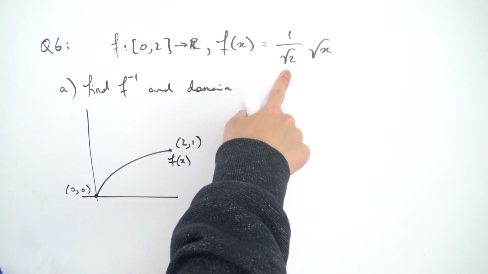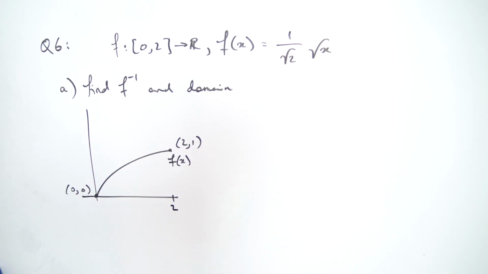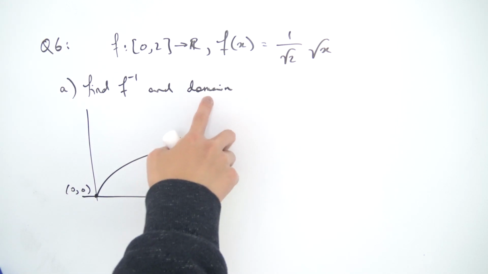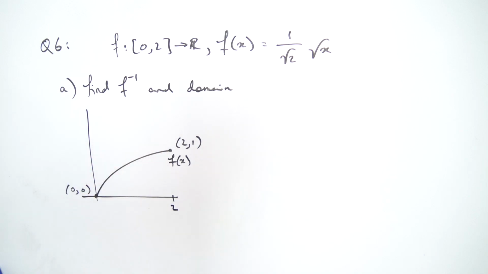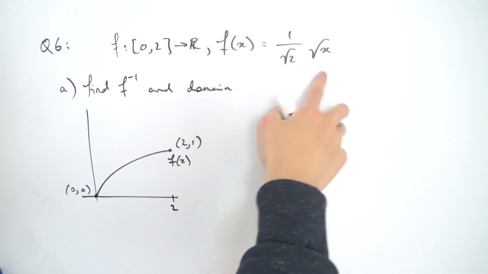For the next question, question 6, we're given this function f of x being equal to square root of x divided by square root of 2, defined on the interval 0 to 2. And part A asks us to find the inverse function, and we have to find the domain of f inverse as well.